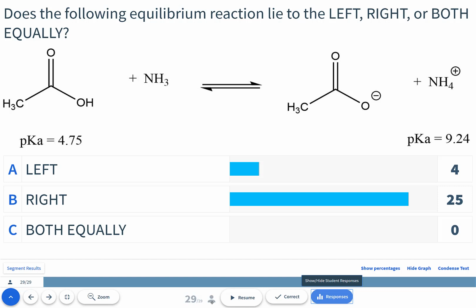So have I identified both of the acids here? Yes. Going from left to right, the carboxylic acid is protonating, or giving up its proton to the NH3. So NH3 is the base, carboxylic acid is the acid. But in the reverse reaction, it would be the ammonium that's the acid, and the carboxylate, the deprotonated carboxylic acid, would be the base. So we have to find the pKa's of both acids, and that'll tell us which way the equilibrium is shifted. Okay. Next.